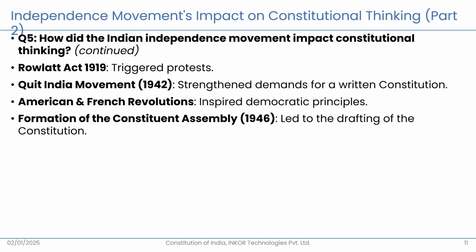Several key events in the independence movement directly influenced constitutional discussions. The Rowlatt Act of 1919, which allowed imprisonment without trial, triggered widespread protests and reinforced the need for civil rights protections. The Quit India movement of 1942 was a turning point, strengthening demands for a written constitution that guaranteed independence and democracy. India's leaders also drew inspiration from the American and French revolutions, incorporating principles like liberty, equality, and fundamental rights into the constitution. Finally, the formation of the Constituent Assembly in 1946 was the last step before drafting the constitution, reflecting the aspirations of an independent India.